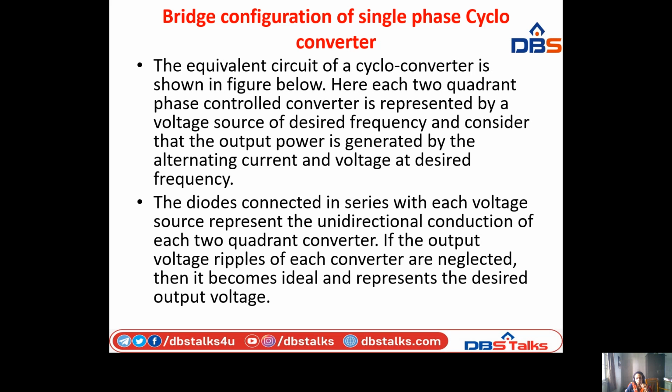Here the two quadrant phase control converter will be represented as a voltage source of a desired frequency, and it is considered that output power will be generated by the alternating current and voltage at a desired frequency. The diodes connected in series with each voltage source represent the unidirectional conduction of each two quadrant converter. So the output voltage ripples of each converter are neglected.